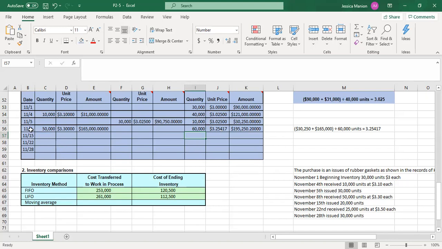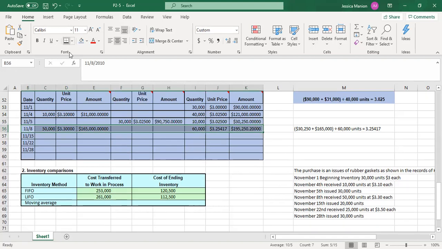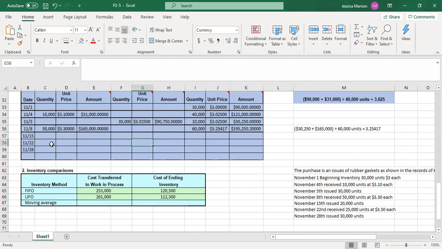All right. Technically, we would just round to $195,250, but I'm just going to go ahead and keep all the decimals in there since that's the way they're showing it to us in the solutions. All right, November 15th issued 20,000 units. Okay, so 20,000 units at weighted average cost per unit, 3.25417.